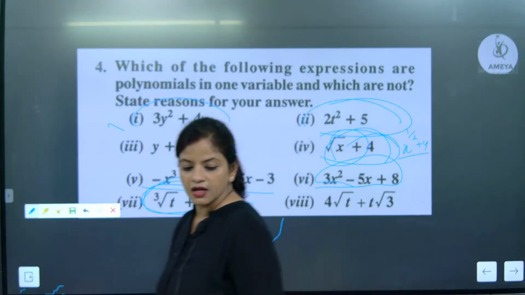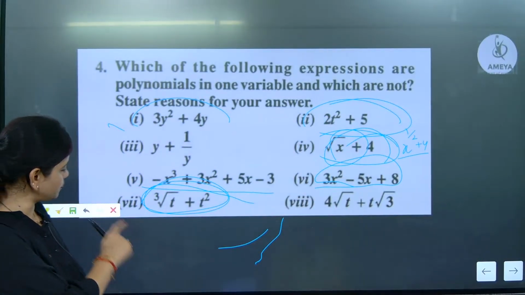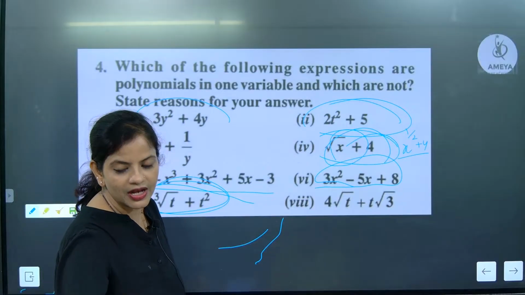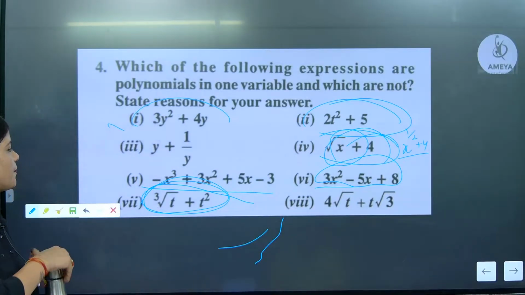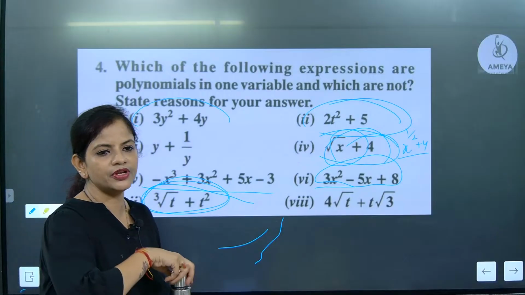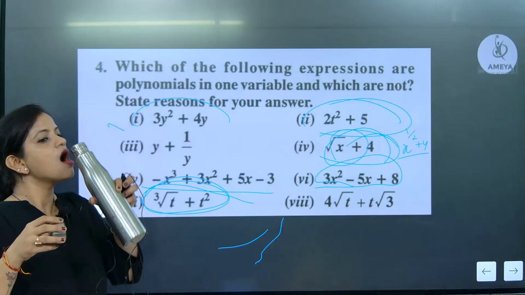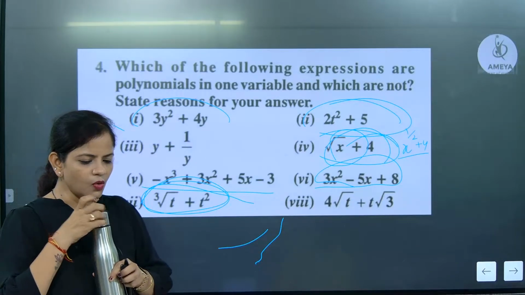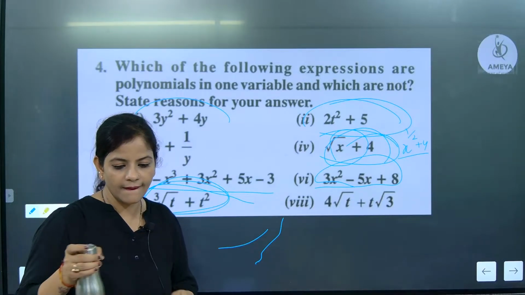Yes, keep on, just put the point and just explain that. Is it a polynomial? No, it's not a polynomial. Why is it not a polynomial?